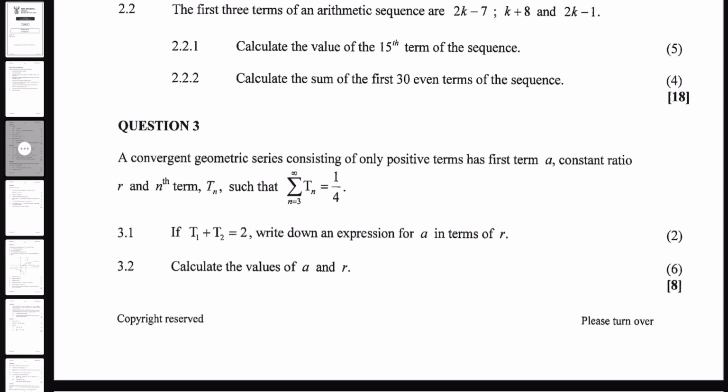Okay, cool. Now, they're saying if t1 plus t2 is equal to 2, write the expression of a in terms of what? In terms of r. Okay, cool. Let's have our pens ready. So it will literally be 3.1.